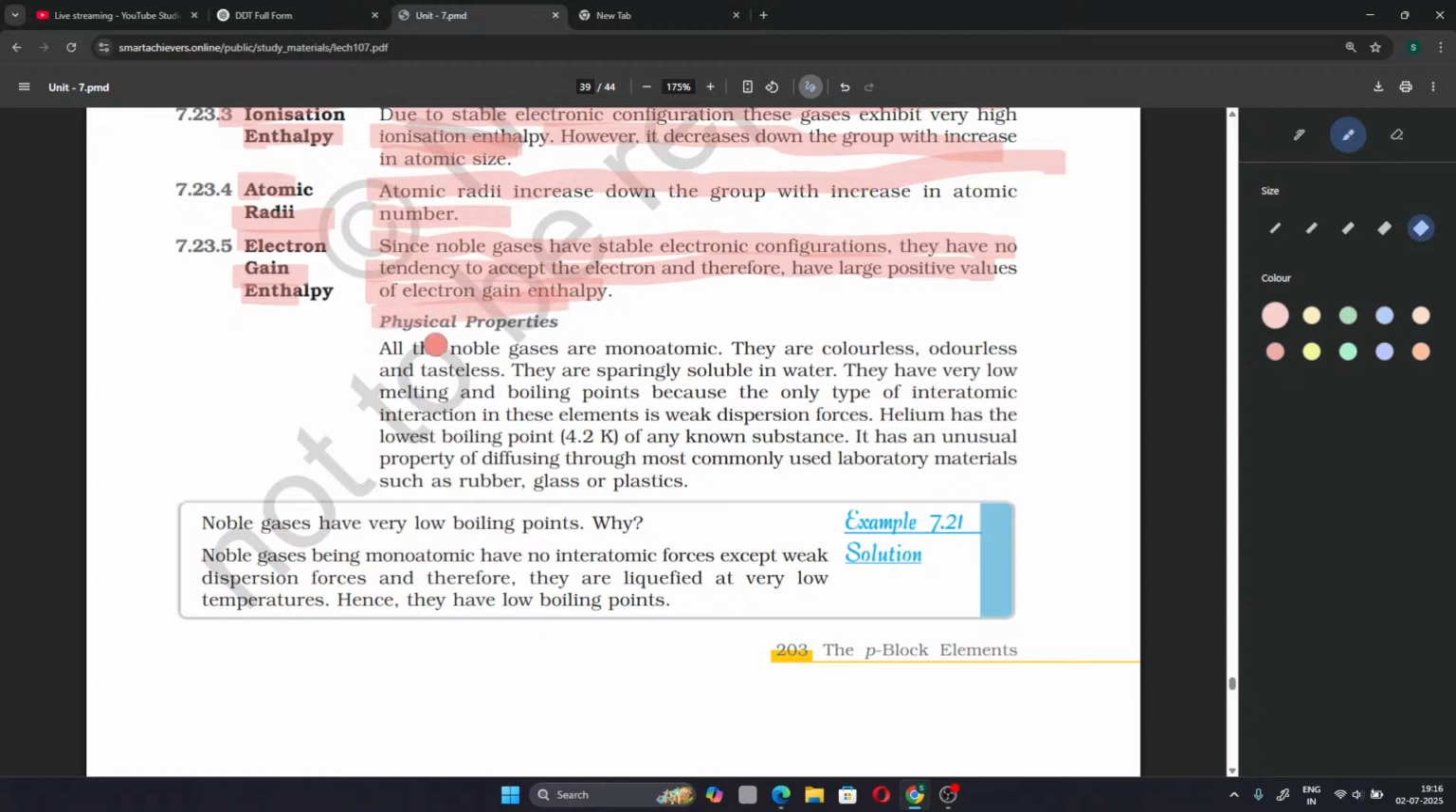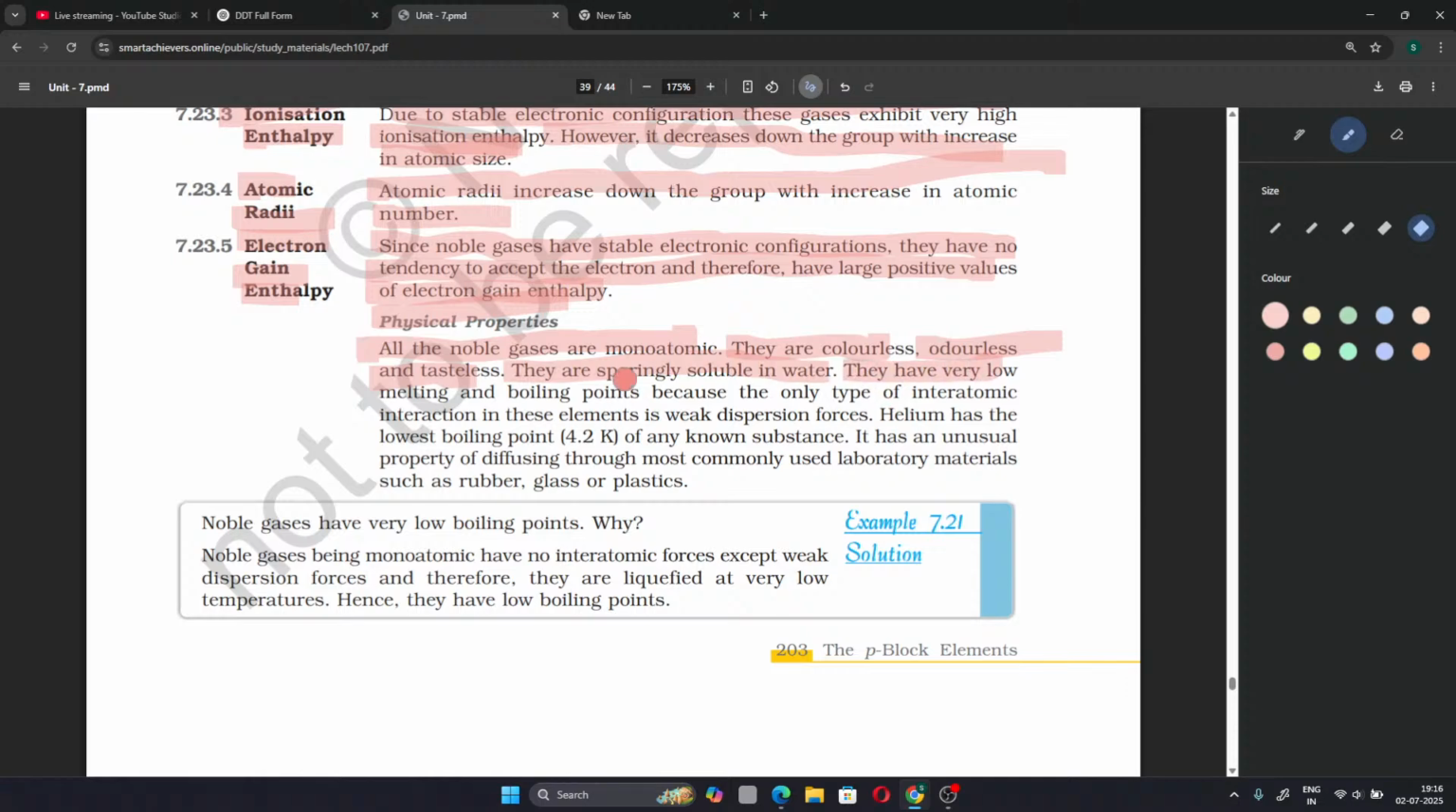Physical properties: all the noble gases are monoatomic, meaning helium doesn't exist as He2, He3 or He4. It only exists as He. They are colorless, odorless and tasteless. They are sparingly soluble in water.